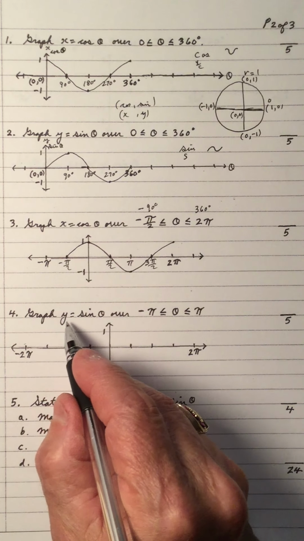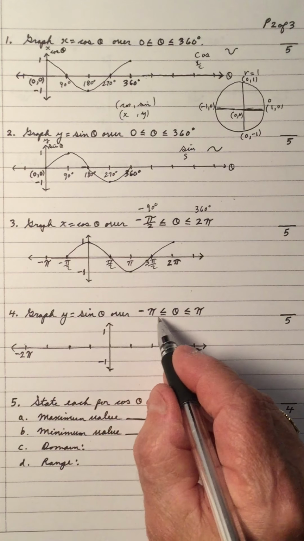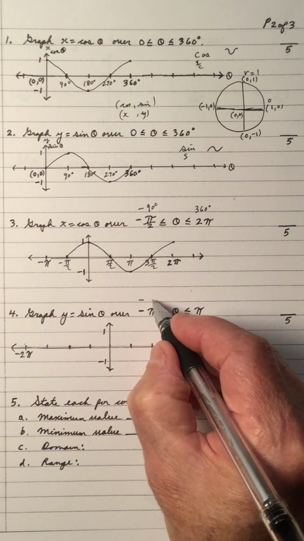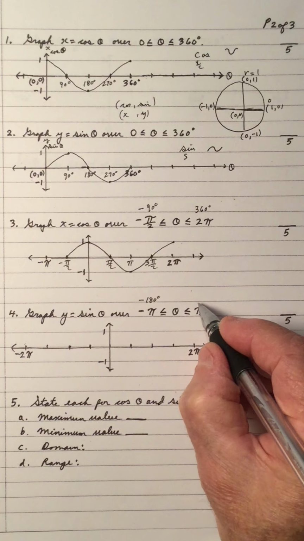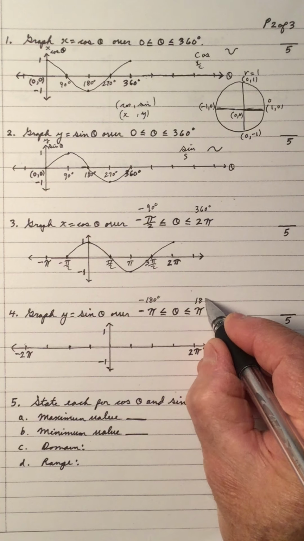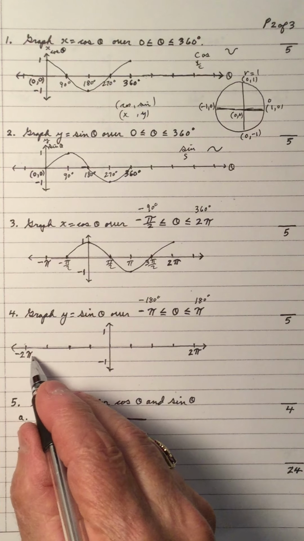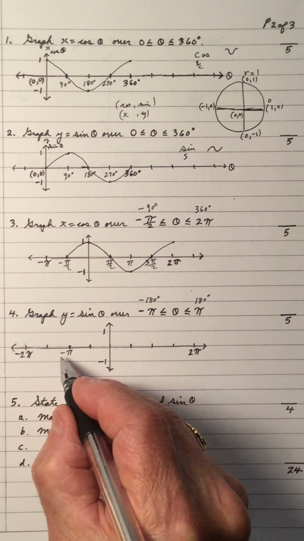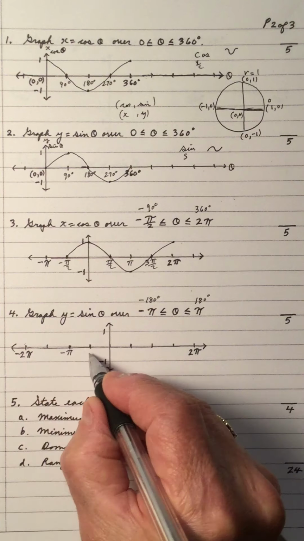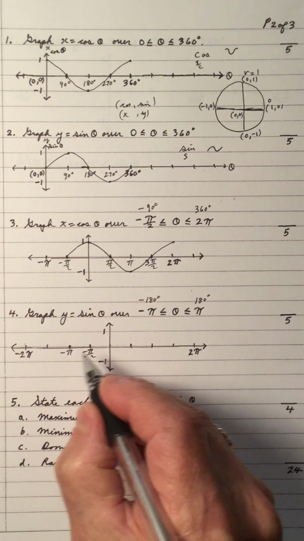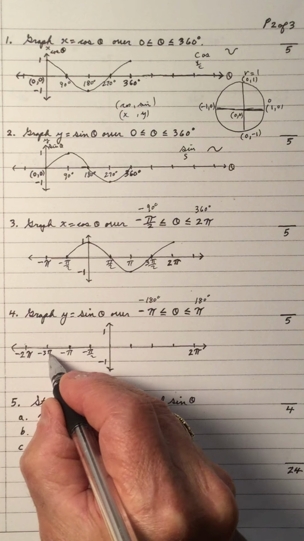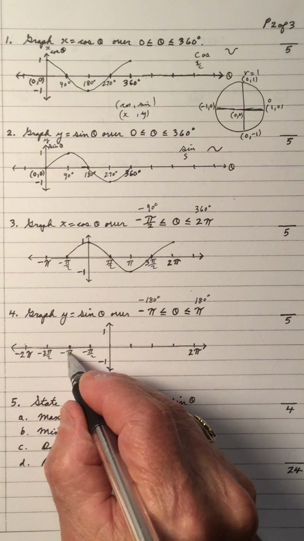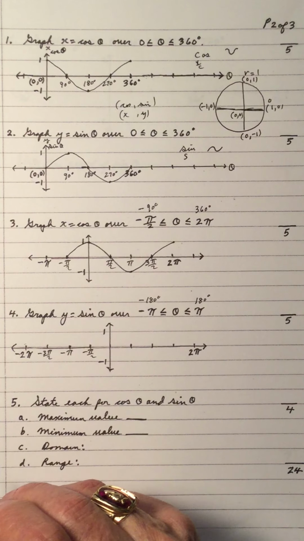Number 4, graph y equals sine theta over negative pi less than or equal to theta less than or equal to pi. Again, pi is 180, so that's negative 180. And pi is 180, so it's positive. So that's negative 2 pi, so in the middle that's negative 360. So that's negative pi here. So that's negative pi over 2. And this is negative 3 pi over 2. Because that's 90. That's negative 90, negative 180, negative 270, negative 360.